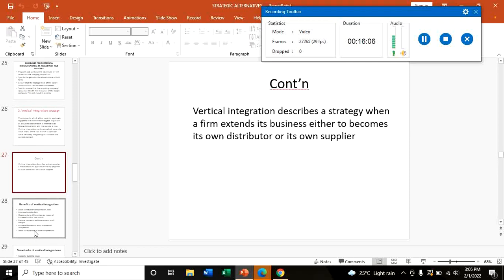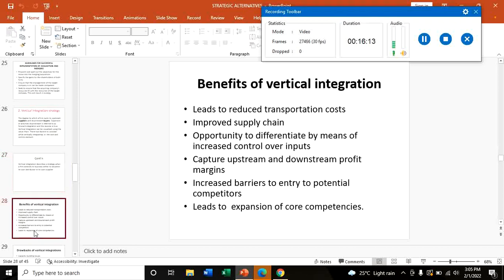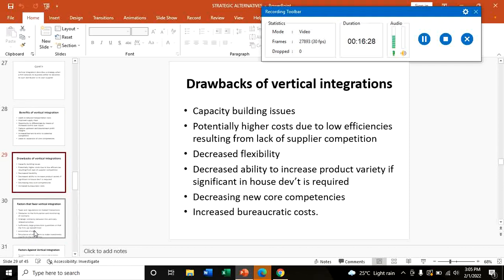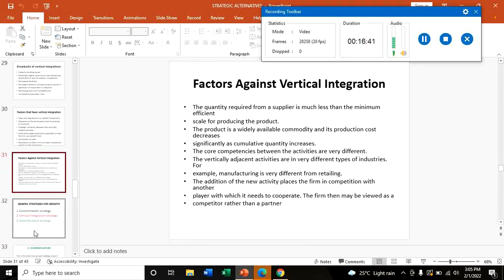Vertical integration describes a strategy where a firm extends its business either to become its own distributor or its own supplier. Benefits of vertical integration: it leads to reduced transportation costs, improved supply chain, opportunities to differentiate by means of increasing control over inputs, among others. There are also some drawbacks. There is what we call capacity building. If you do not have the manpower, potentially high costs due to the control, decreased flexibility, increased bureaucratic costs, etc. And as you will see.